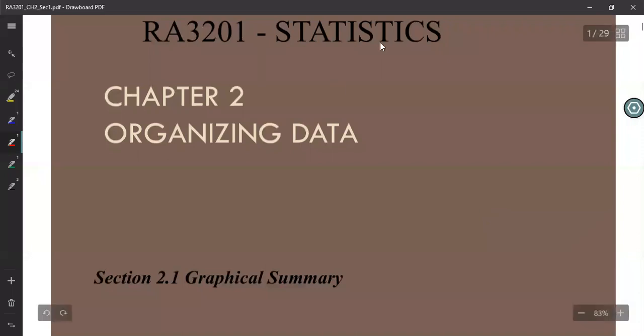No questions? Okay. So the next time we are going to do the second section of chapter 2, organizing data, that will be numerical summaries. So I'm going to show you how to extract information for quantitative data using numerical summaries. Even for categorical data, we have a few numerical summaries that we can use. So we'll learn about the numerical summaries in our next lesson.